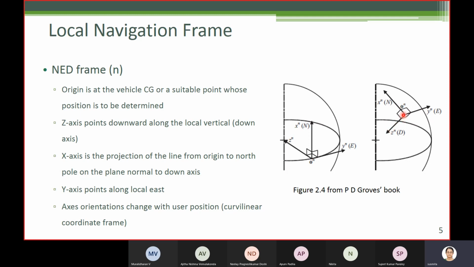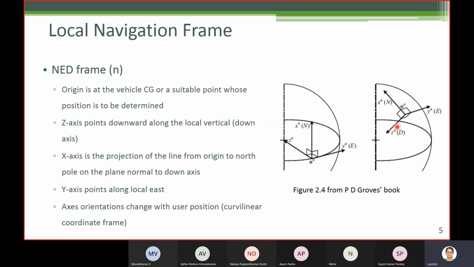Okay, so this frame is also called the NED frame, north-east-down frame. The NED frame notation is N. Another realization of the local navigation frame is east-north-up, which is not shown here. In the NED representation, north is the x-axis, east is the y-axis, and down is the z-axis. So x, y, z. If you orient the fingers of your right hand, you will find that this is a right-handed orthogonal frame.